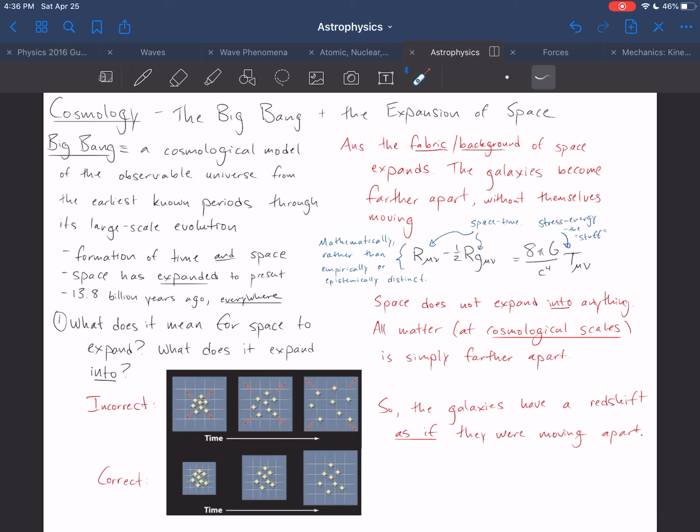So, returning to this idea, we can then define the Big Bang as a cosmological model, that is a model of the history of the universe, of the observable universe, from the earliest known periods through its large-scale evolution. An important aspect of the Big Bang model, as currently articulated but stemming from this initial discovery of Hubble's law, is that the Big Bang is the formation of time and space. So time and space began at the Big Bang.